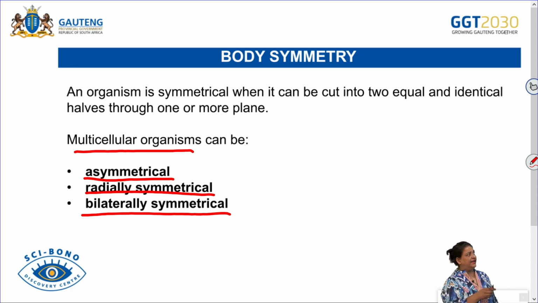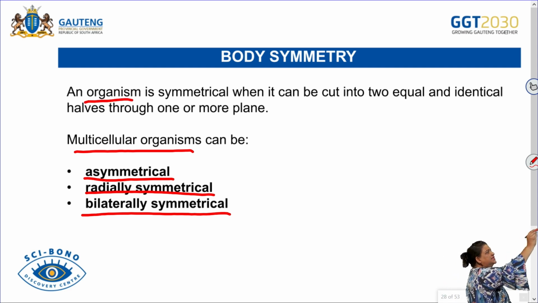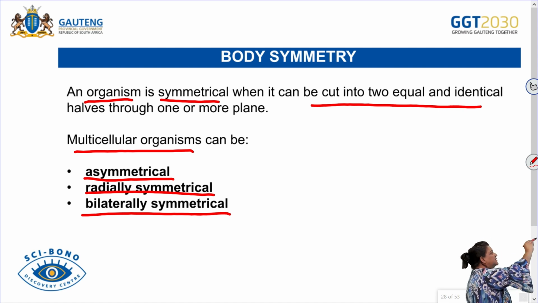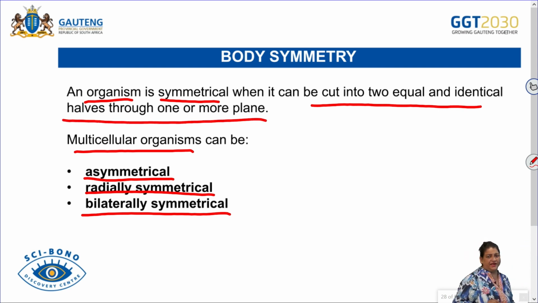So let's go through it again. An organism is symmetrical when it can be cut into 2 equal or identical halves through one or more planes. So if you can get equal halves, then it's symmetrical. If you cannot get equal halves, it's asymmetrical. If you can cut along any plane, it's radially symmetrical. If you can cut along one plane to get an equal half, it's bilaterally symmetrical.